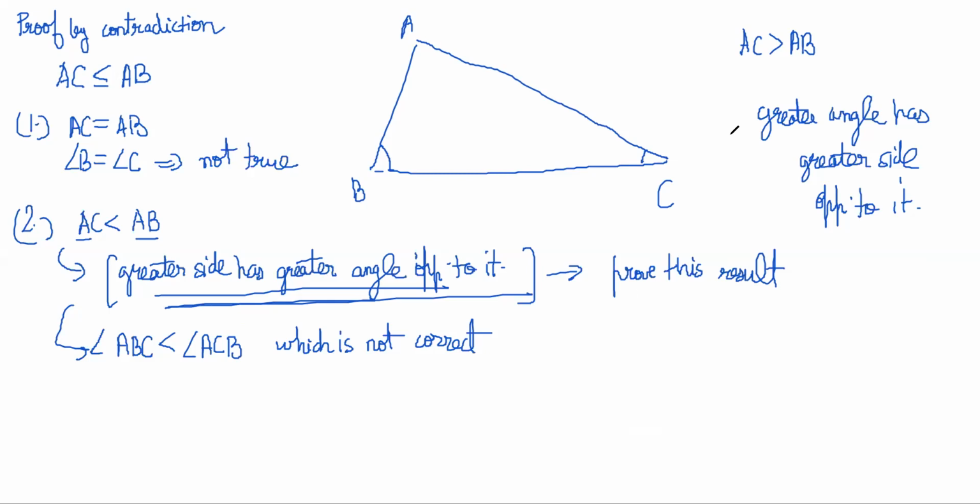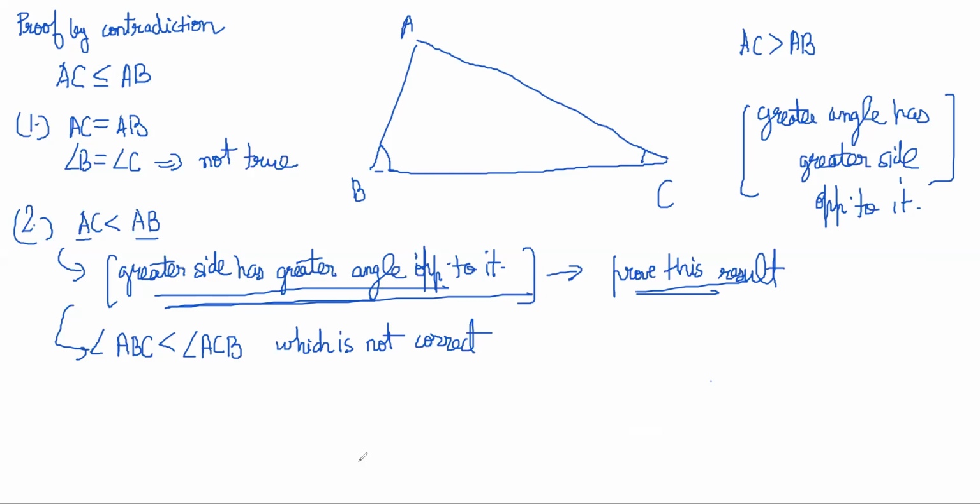So we have proved the initial thing, but right now our job is to prove this result: greater side has greater angle opposite to it, and there's a nice way to prove it. I will prove that on the next page. Has everyone understood what I'm saying? Okay. So I'm going to now prove this intermediate lemma that I am using to prove that result.